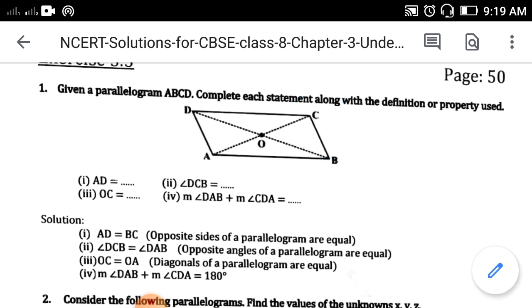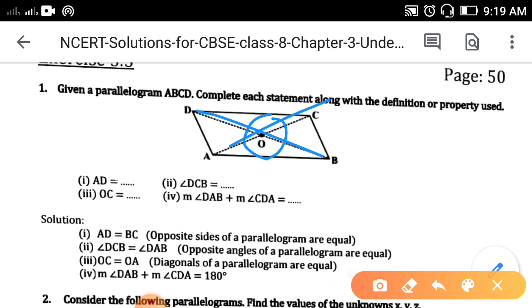Okay. Next, OC. Here is the OC. OC is equal to OA because diagonals of a parallelogram bisect each other. Here O is the middle point and both diagonals are intersecting each other, bisecting each other. So both parts OC and OA are equal.